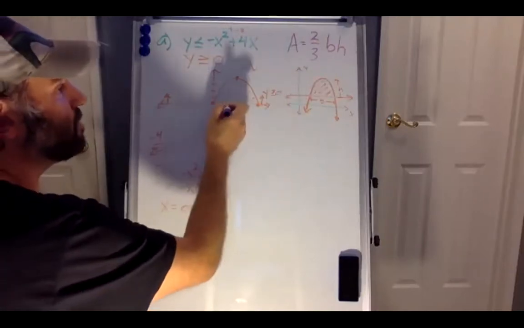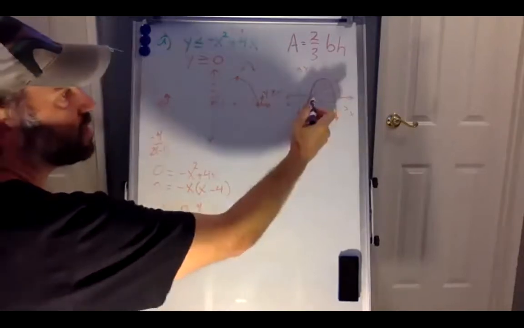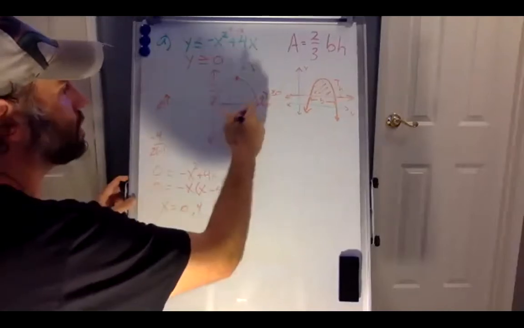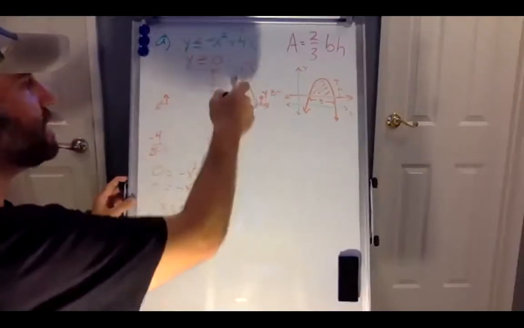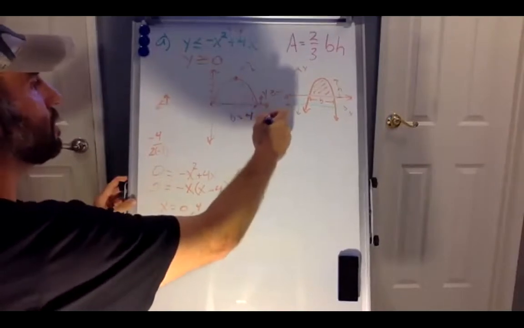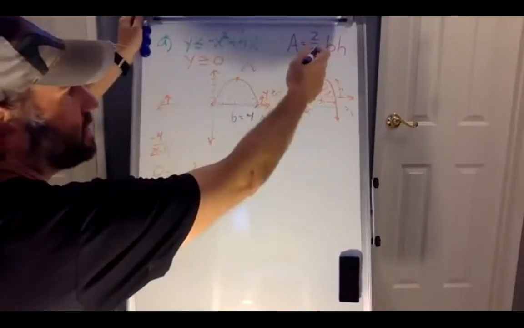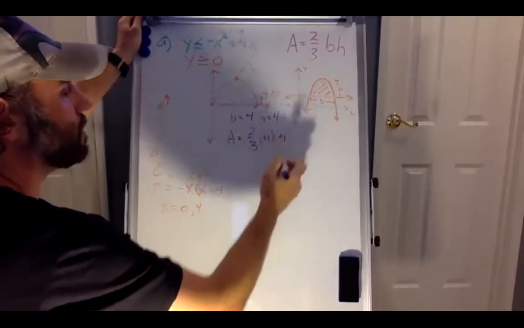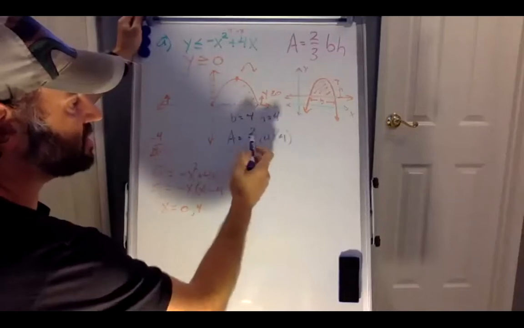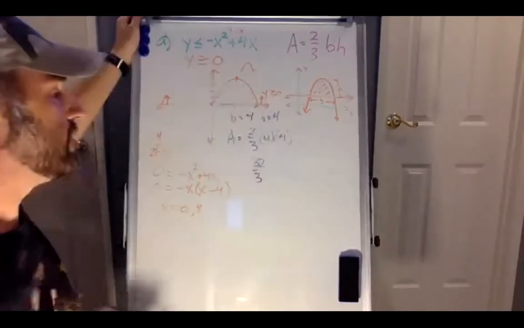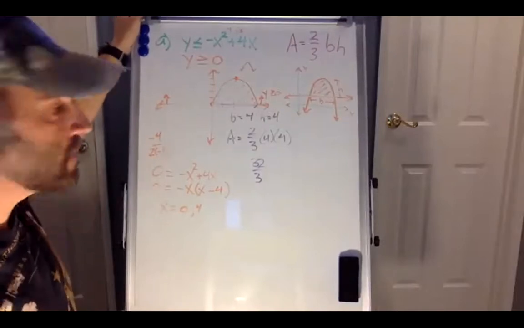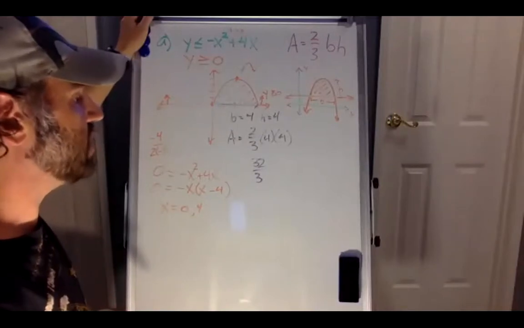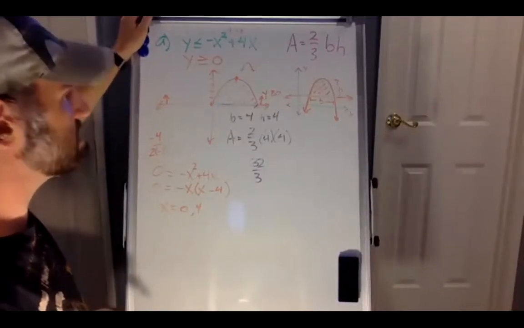So we now know the b distance here, right? This distance here is b. So b is 4, right? And h we now know is 4. Then you plug it in here. Area is equal to 2/3 times 4 times 4. 4 times 4 is 16, 16 times 2 is 32 over 3. That's what we got with the calculus. So the area is 10 2/3 square units.